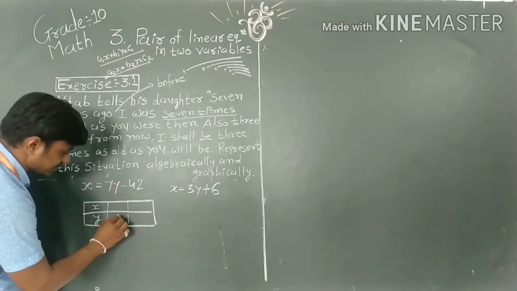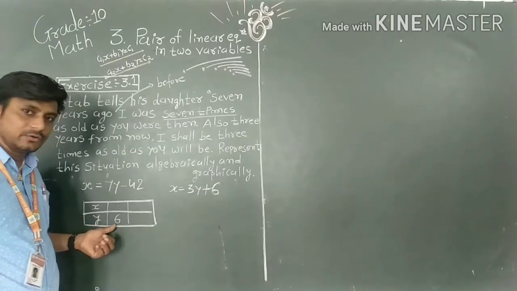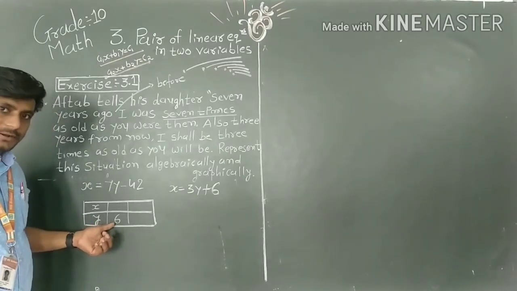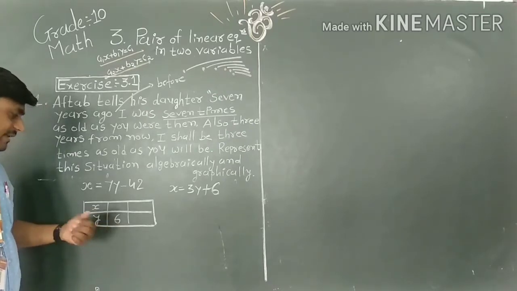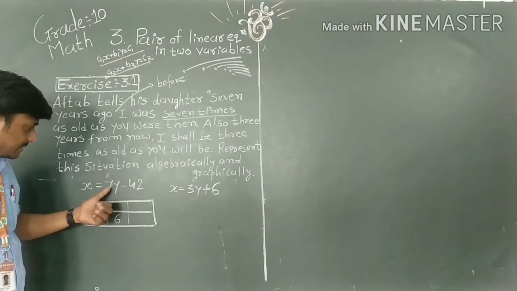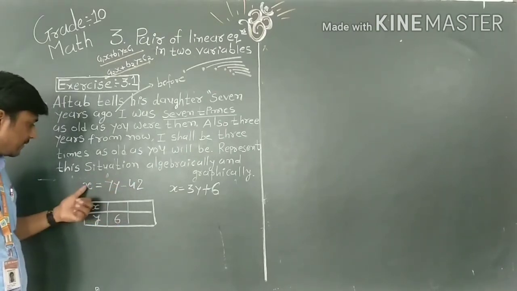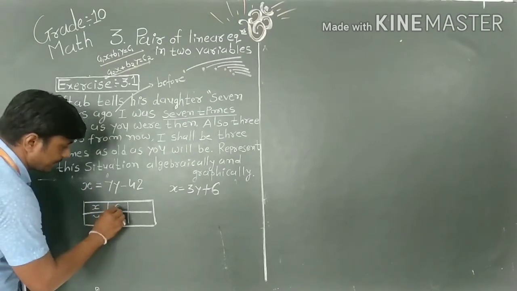Suppose I take y is equal to 6. You can take any value in your mind. Okay, I take 6. Then what happens if we put y is equal to 6 here? Then it becomes 7 times 6 are 42. 42 minus 42, both cancel. We get x is equal to 0.